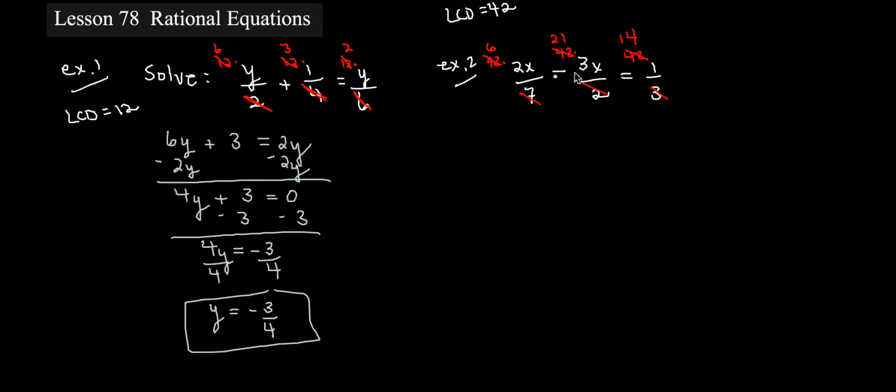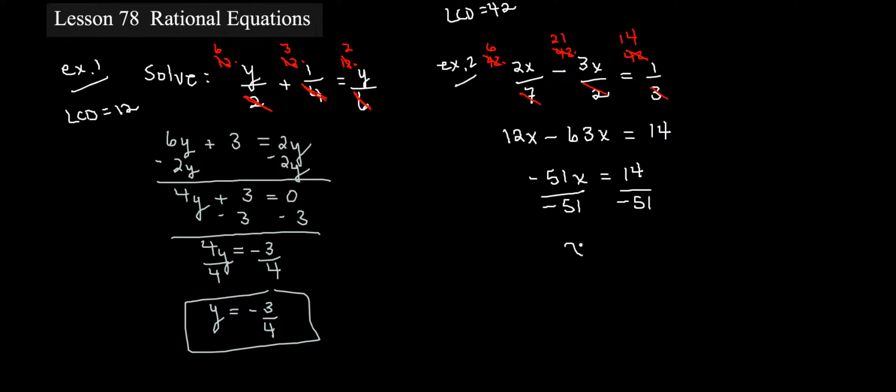Then we don't have any more denominators, so we just take our numerators. We have 6 times 2, which would be 12x, minus 21 times 3, which is 63x, equals 14. And that gives us -51x equals 14. We divide both sides by -51.